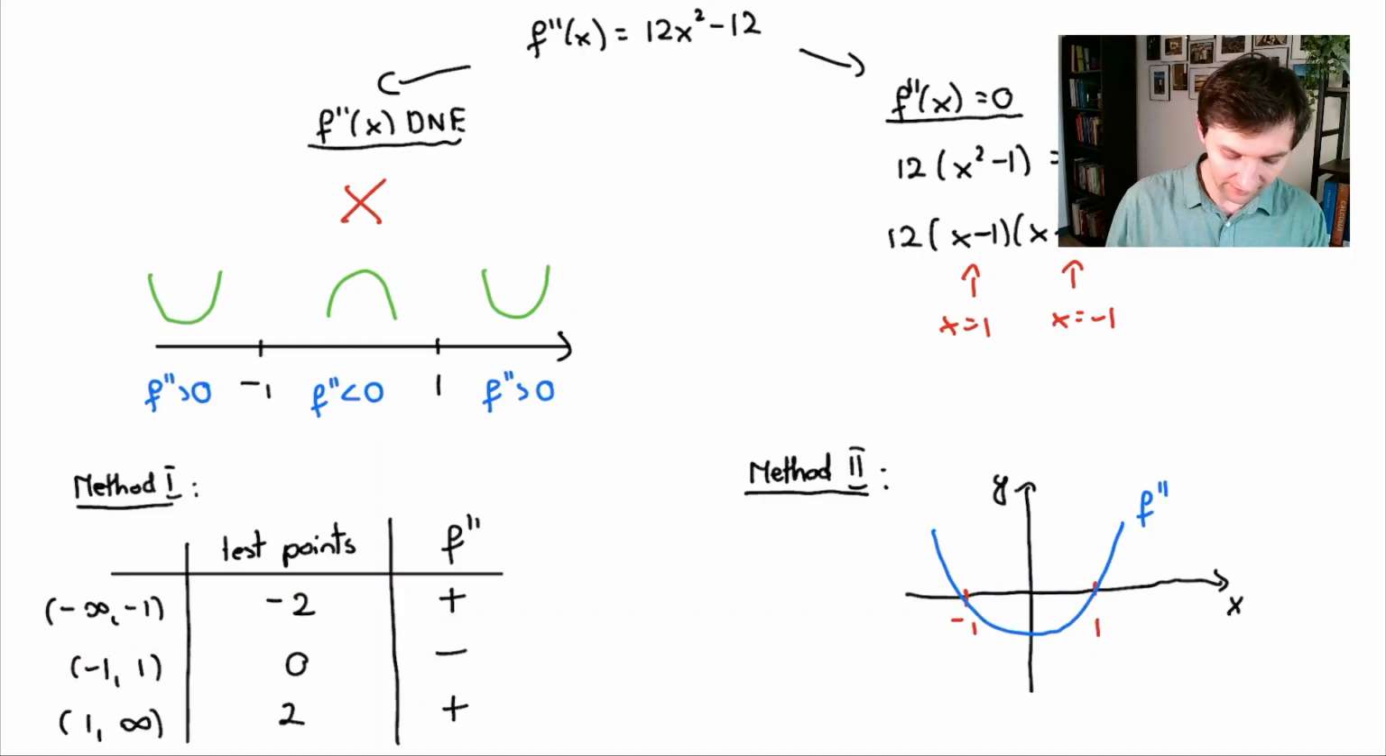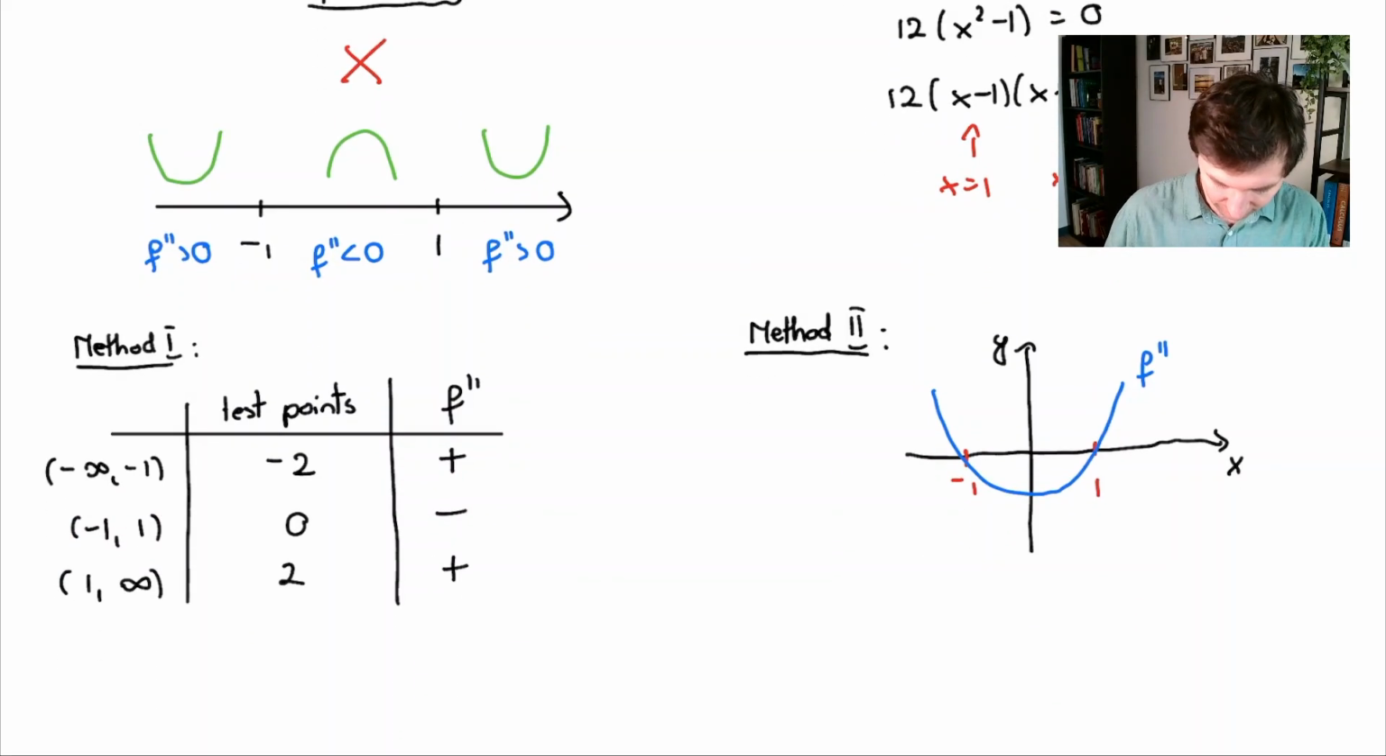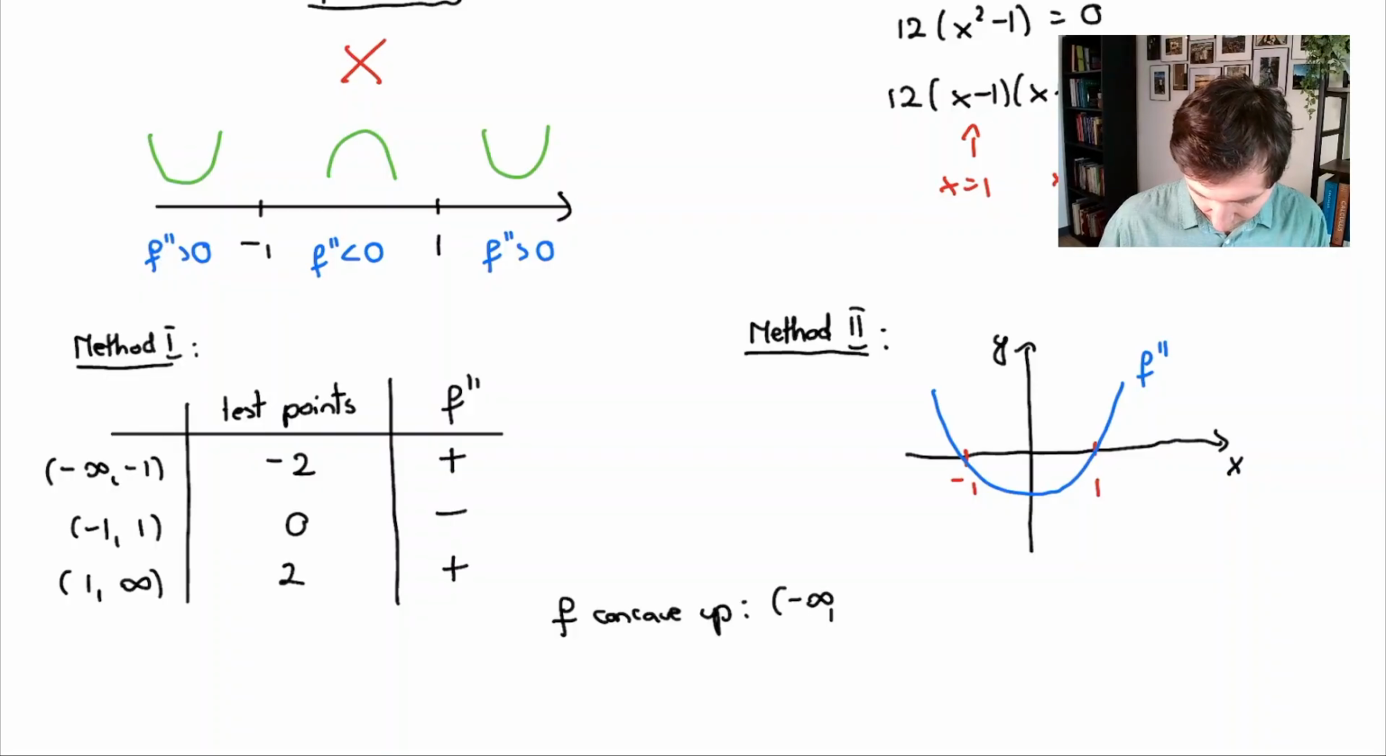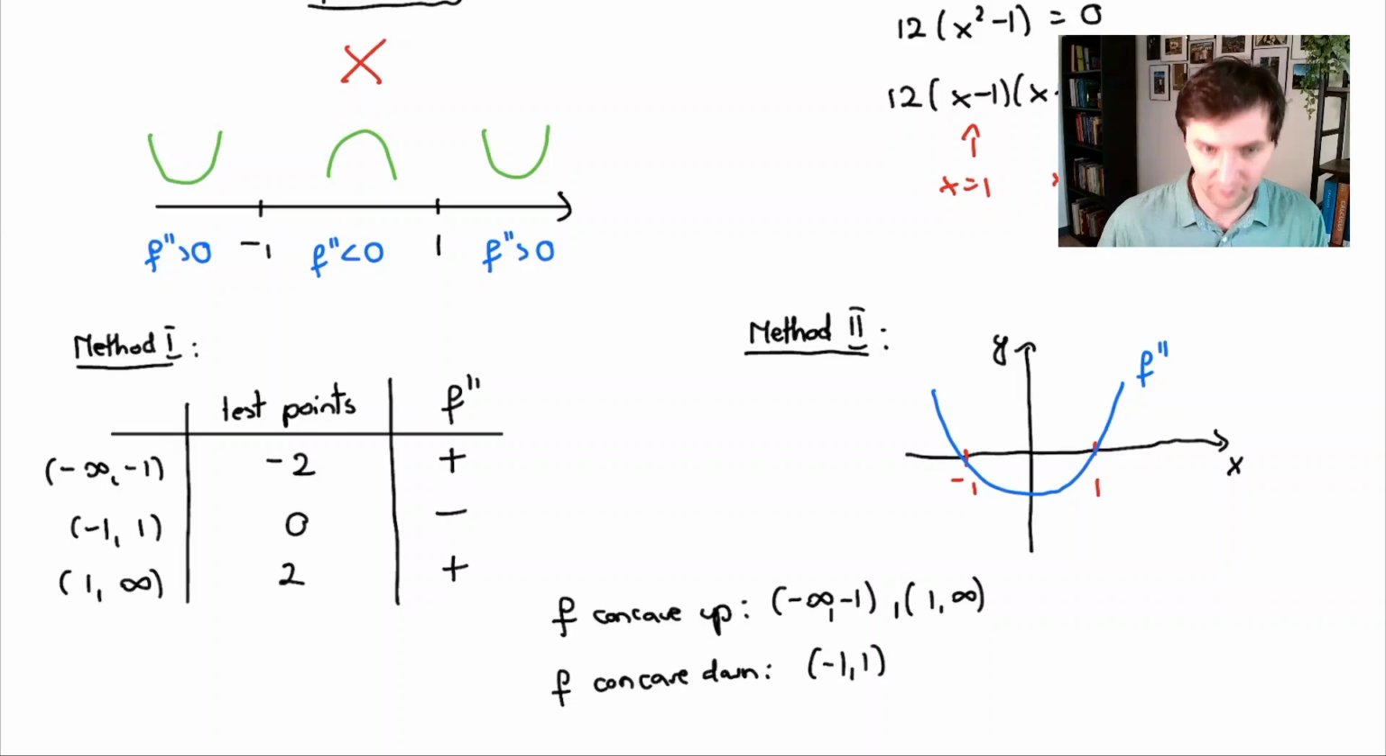This means that this function is concave up on the first interval, which was negative infinity to negative 1, and the last interval, which was 1 to infinity. This function was concave down on the interval in the middle, which was negative 1 to 1.